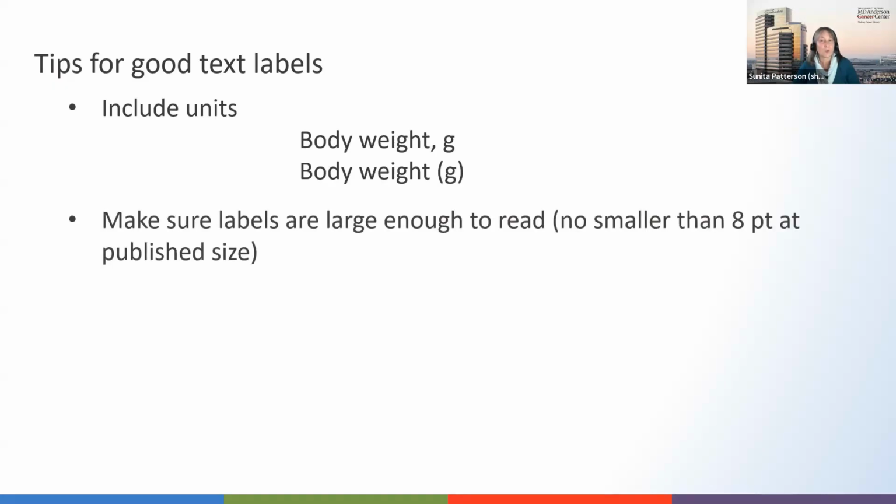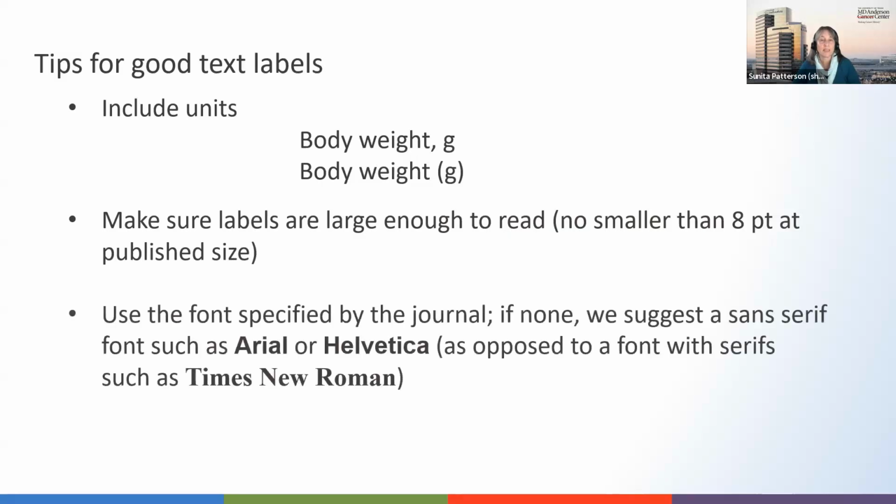Next, if the journal will print your figures smaller than the originals, make labeling large so that it's still readable when the figures are reduced. The final font should be no smaller than 8 points. And check the journal instructions to see if they specify what fonts to use. If none are specified, then we suggest a standard sans serif font such as Arial or Helvetica. These are very readable and recognized by all publishing software. They look cleaner than fonts like Times New Roman that have serifs, which are the little lines at the bottoms of the letters.